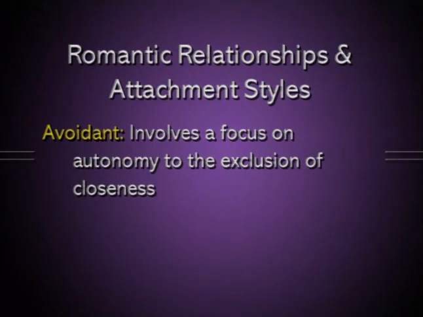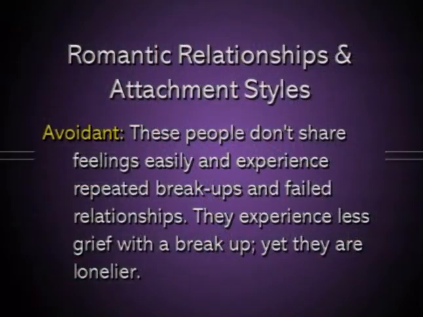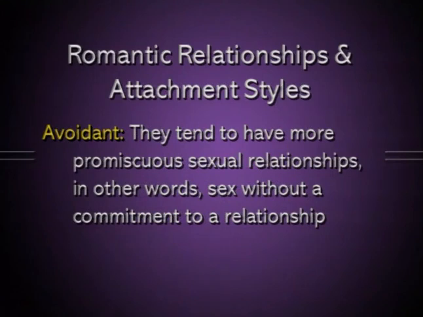And the avoidant style involves a focus on autonomy to the exclusion of closeness, if we're talking about both the connectedness and the independence that we had discussed earlier. These people don't share feelings easily. They experience repeated breakups and failed relationships. They experience less grief when they break up, yet they also report being lonelier. They tend to have more promiscuous sexual relationships. In other words, they have sex without commitment to a relationship. And in some ways, this style is reminiscent of Erikson's failed intimacy stage, in which a person experiences isolation, even though they have social relationships.